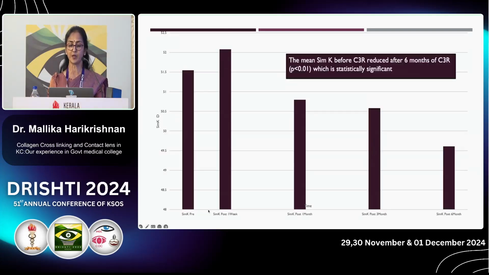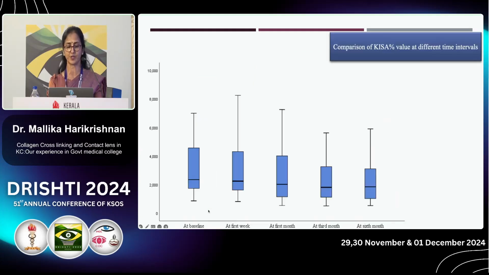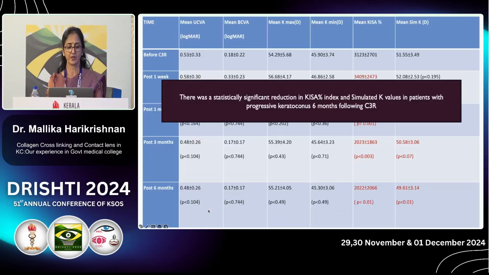The mean SIMK before C3R reduced after 6 months of C3R, p-value less than 0.01, which is statistically significant. The mean KISA percentage before C3R reduced by 6 months after the procedure. This is the comparison of KISA percentage value at different time intervals. And we found that there was a statistically significant reduction in KISA percentage index and simulated K values in patients with progressive keratoconus 6 months following C3R.